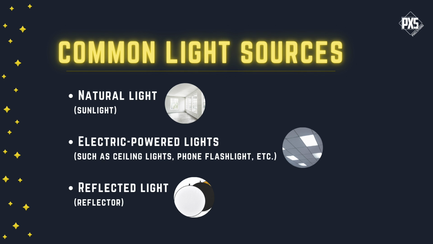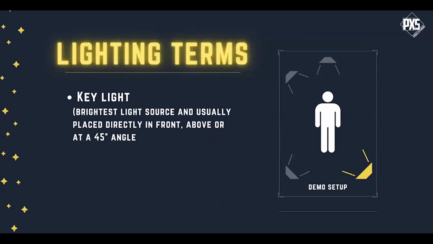So what are some common light sources that we have access to? First we have natural light, which is sunlight. We have electric powered lights, such as the lights on our ceilings, our phones, flashlights, the lights we use for media production, etc. And lastly, we have reflected light, which is basically light reflected off a surface, such as a reflector, and directed at our subject. So now we'll start with a demo.